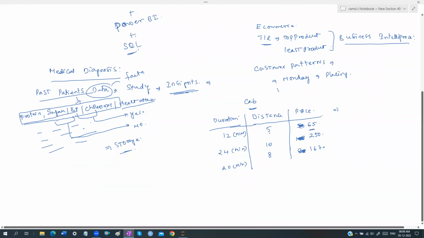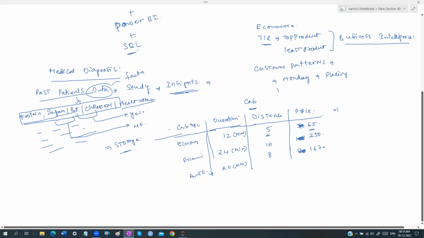But now it is not just depending on the distance, it is also depending on the duration. So what I can see is this size, the number of records, I can handle very easily. But when the number of columns increases, that is a problem actually. Not only the duration, there are other factors also, like what the cab type is, whether it is economy or premium, or something like an auto.